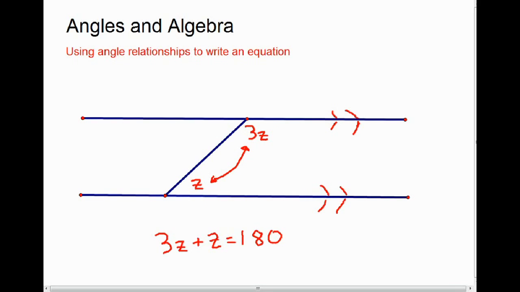So if you went ahead and solved that algebraically, you would find that z is equal to 45 degrees, which means that this angle down here is 45 degrees because it's just z, and 3z means 3 times z. 3 times 45 is 135. So that means this angle up here is 135 degrees. And we can see that 135 plus 45 is 180. They are supplementary.